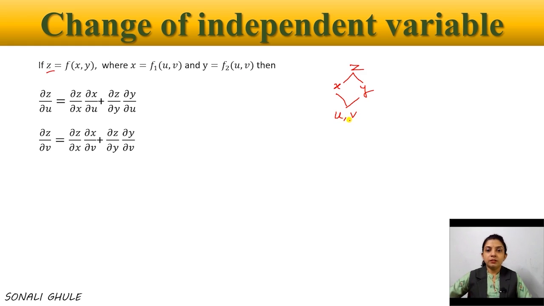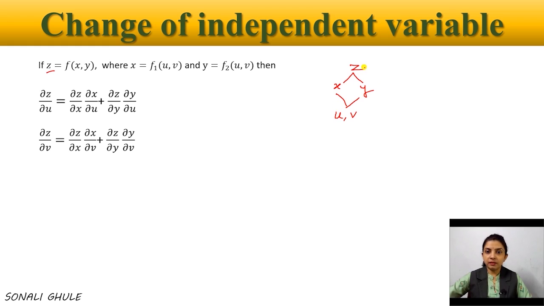Okay, so from this we can derive a chain rule, as this is a composite function, right? So see here, if I want to differentiate z with respect to u, z is not directly depending on u and v. So first of all, I have to differentiate z with respect to x, then x with respect to u, plus z with respect to y, then y with respect to u. This chain rule we have to use here to find the derivative of z with respect to u.